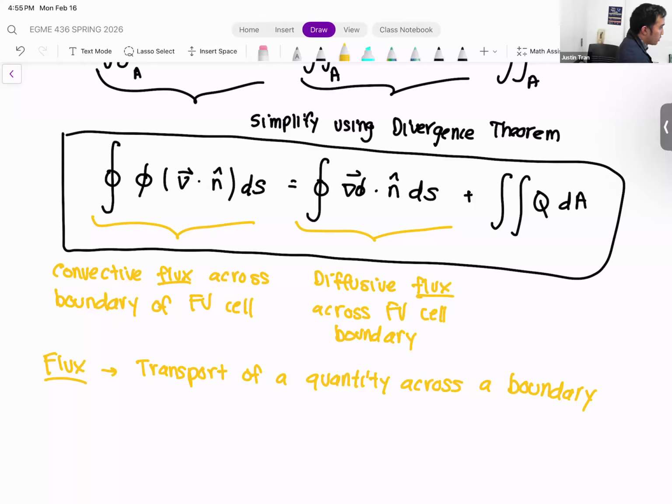And so what those two terms basically mean is that there are essentially two ways for our solution phi to cross the boundary. It can cross the boundary of our cell either via convection or it can cross our boundary via diffusion.